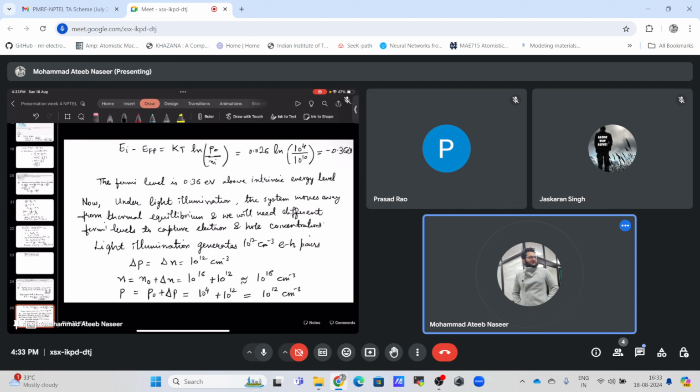No problem. So the hole concentration now has increased to 10 to the power of 12. Earlier in thermal equilibrium, it was just 10 to the power of 4. Now because we have irradiated it with light, which is generating 10 to the power of 12 photons per second, we are having 10 to the power of 12 per centimeter cube holes generated. So this number will drastically affect the location of our Fermi level.